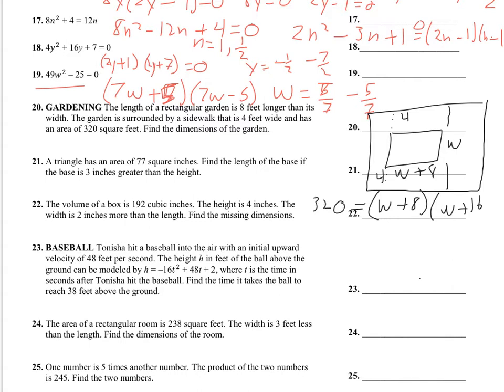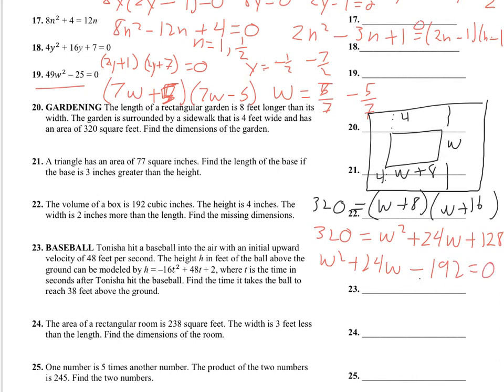320. Alright, now I need to bring that down. I need to distribute that out and factor that. So I have 320 equals w squared plus 24w plus 8 times 16 is 128, I believe. Right? I think that's right. Okay, now I subtract the 320 over, so I get w squared plus 24w minus 192 equals 0. All right, now we need to factor that down.